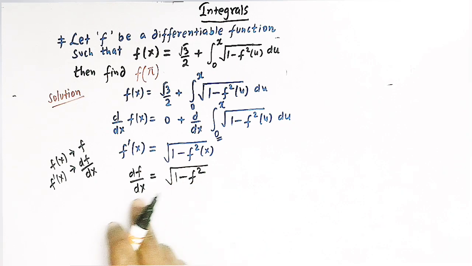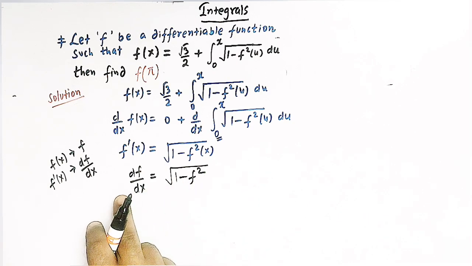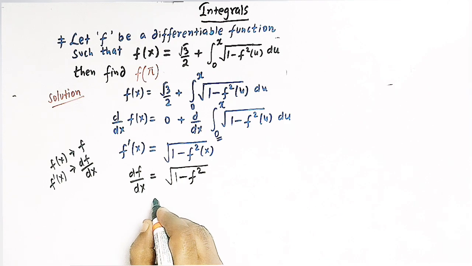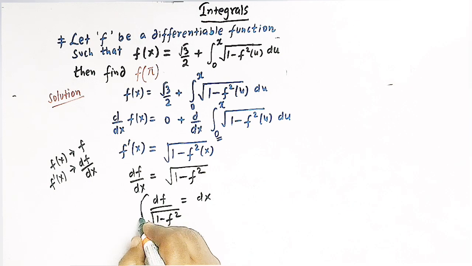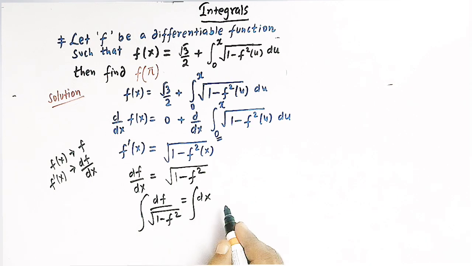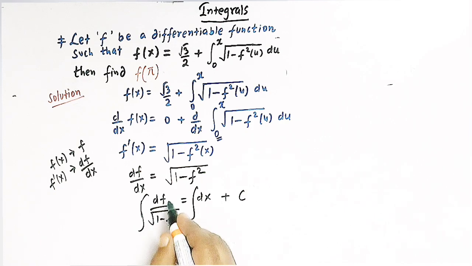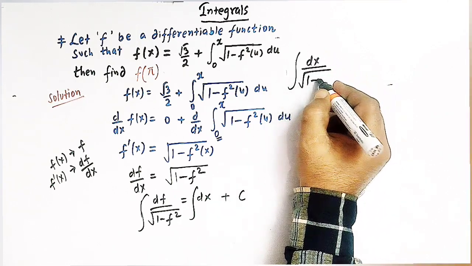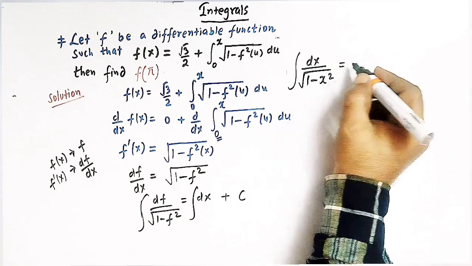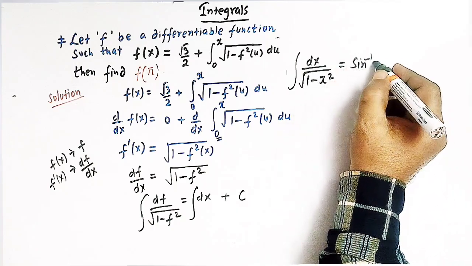So separating the variables, because this differential equation is in variable separable form, right? So we can separate the variables. So we have df over square root of 1 minus f square, and here we have dx. Now integrating both sides, here we have x, and c is the constant of integration, right? Now this is a well-known integral, because we know that integral dx over square root of 1 minus x square is equal to sine inverse x.